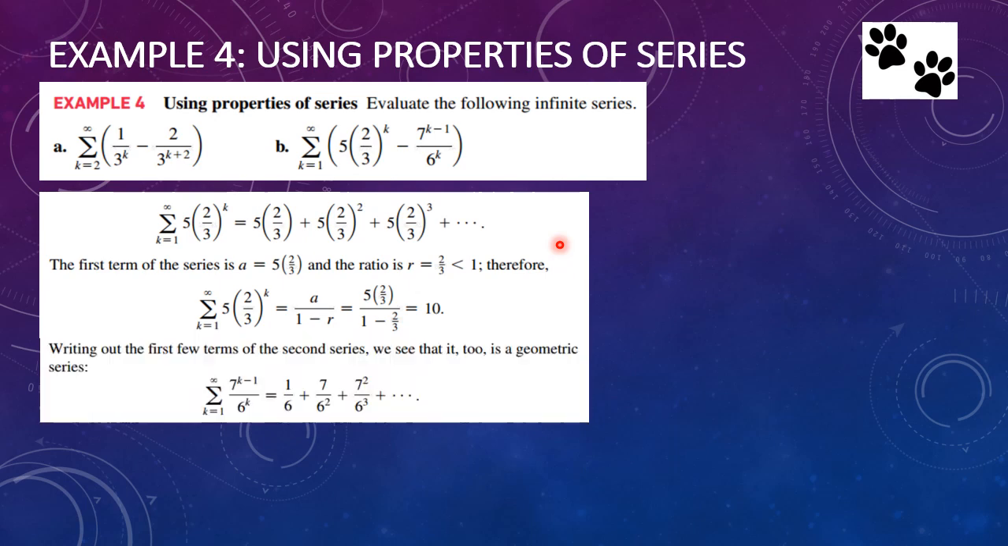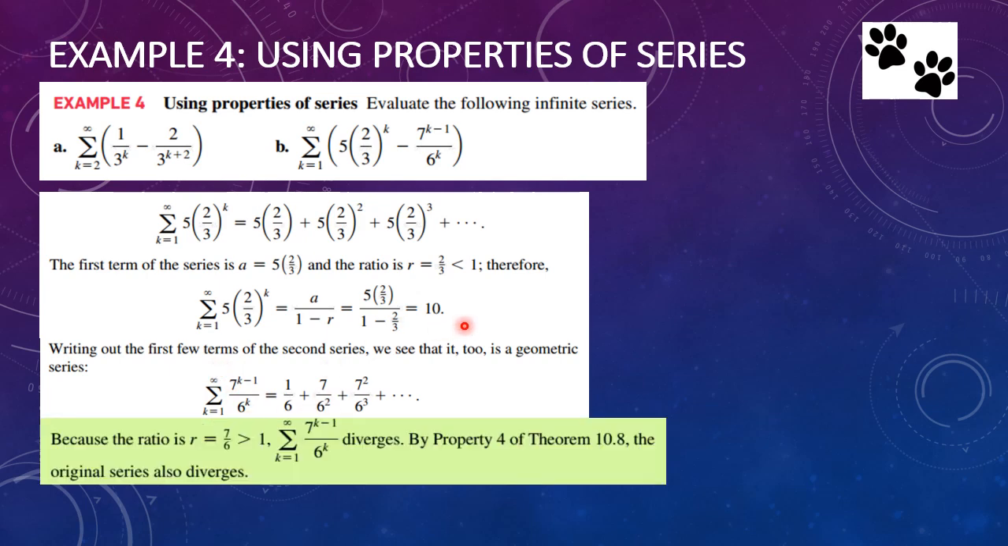If we write out the first few terms of the second series, we see that it too, oh, it is a geometric series. I didn't get that. Notice what happens here. When we plug in the first one, k minus 1 is 0, so we get 1/6, and then 7 over 6 squared, and then 7 squared over 6 cubed, etc. So we do have a geometric series with r being equal to 7/6. Since r is equal to 7/6, that's greater than 1, and that series diverges.